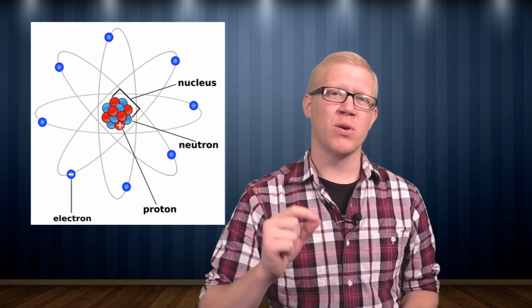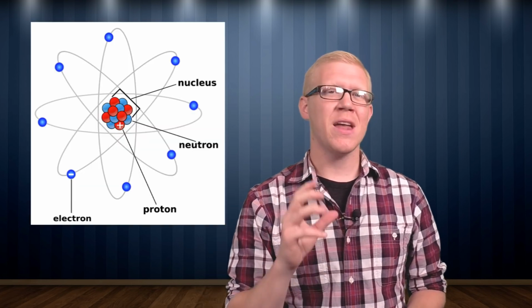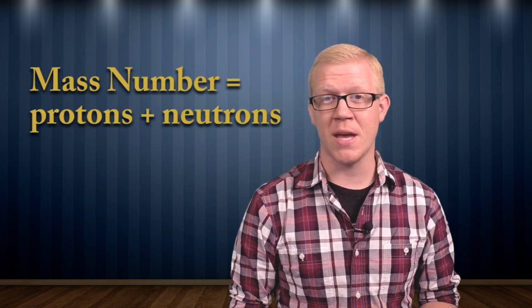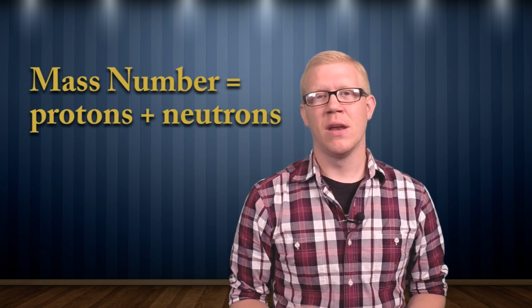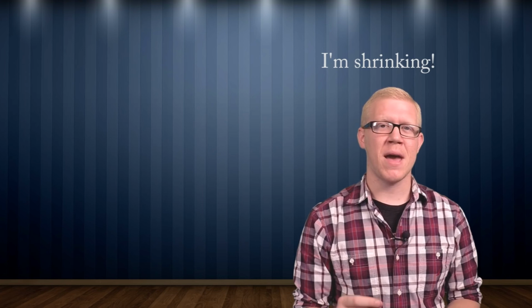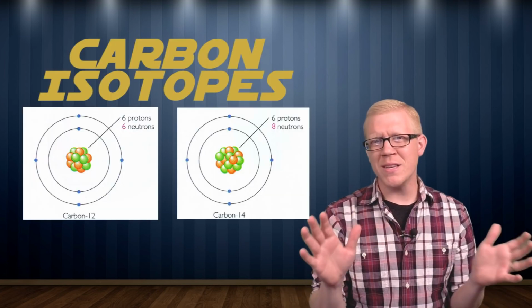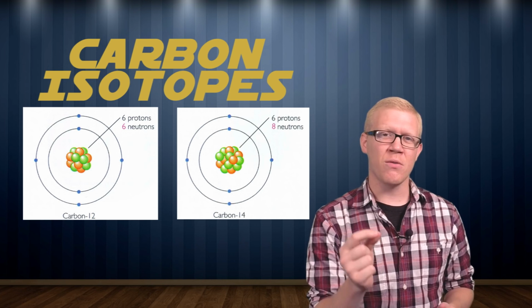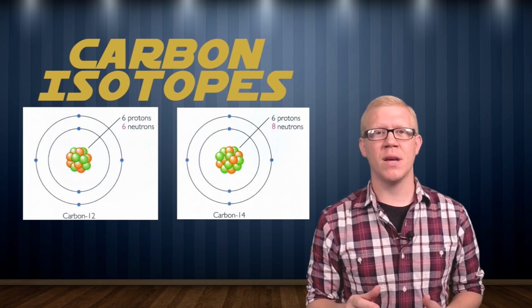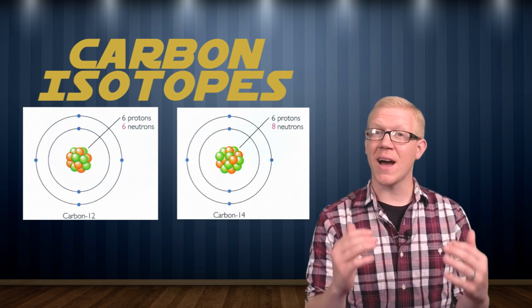Let's start by reviewing the atom. Remember, atoms are those extremely tiny particles that make up everything. An atom is composed of protons and neutrons in the nucleus, and around that nucleus are the electrons. The total number of protons and neutrons an atom has gives that atom its mass number. Now, while an atom of a certain element will always have the same number of protons, it can have a different number of neutrons and therefore a different mass number. For example, carbon always has 6 protons, but carbon-12 has 6 neutrons, while carbon-14 has 8 neutrons. Atoms of a certain element with different numbers of neutrons are called isotopes.